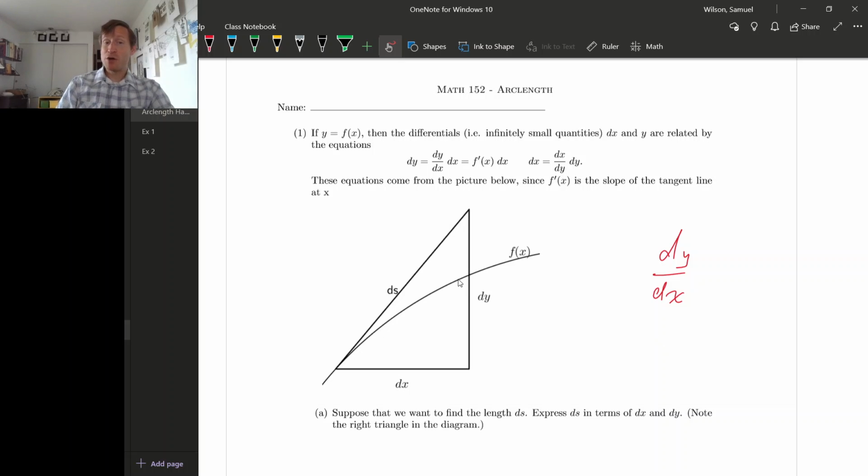Okay, so I hope it occurred to you that this looks like a right triangle here. In fact, it has to be a right triangle because dx is in the x direction, dy is in the y direction, and those directions are perpendicular. So we do have a right triangle here.